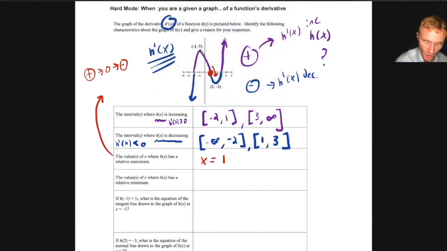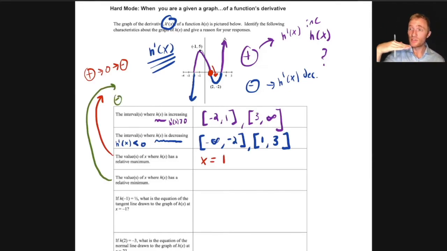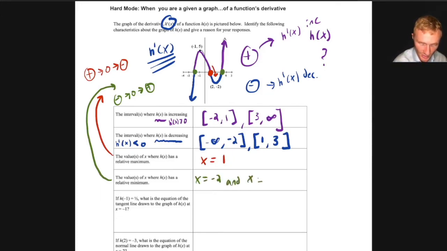What about a minimum, right? Where is our function going to have a relative minimum? Well, that's going to be where we go from negative down to 0 to positive. A negative derivative, a 0 derivative, and then a positive derivative. So where is that going to happen? Turns out that's going to happen at -2 and looks like 3 there. At x equals -2 and x equals 3.